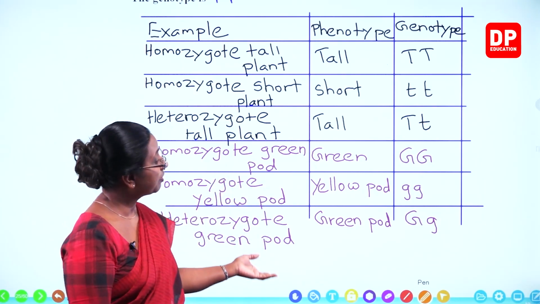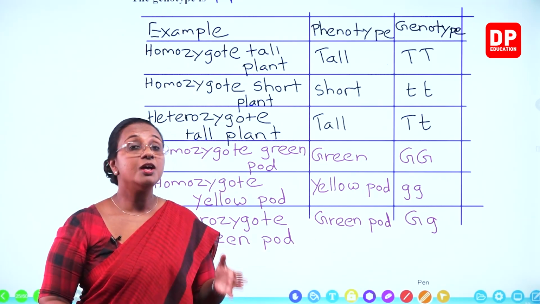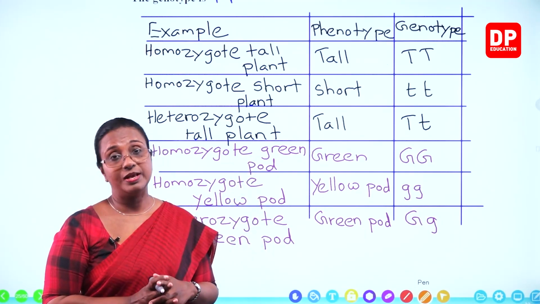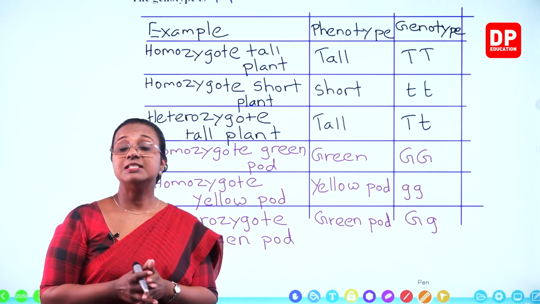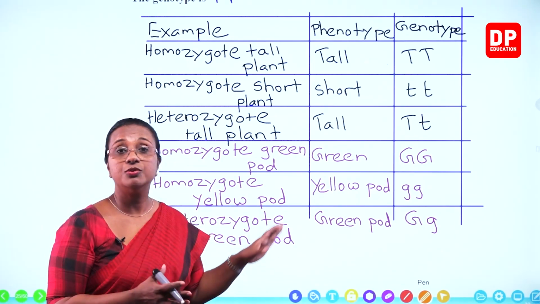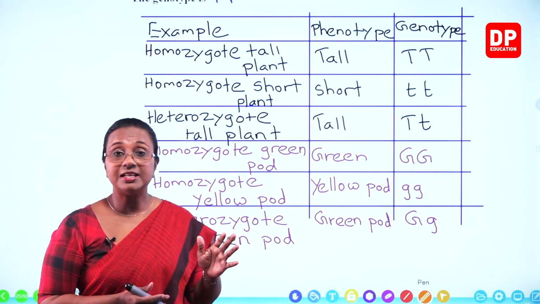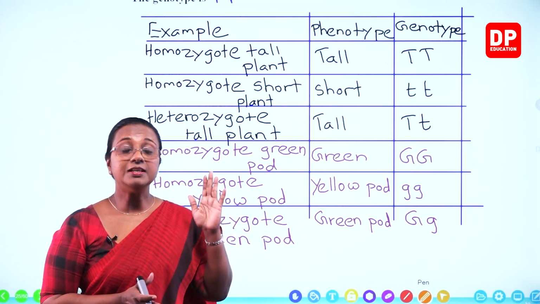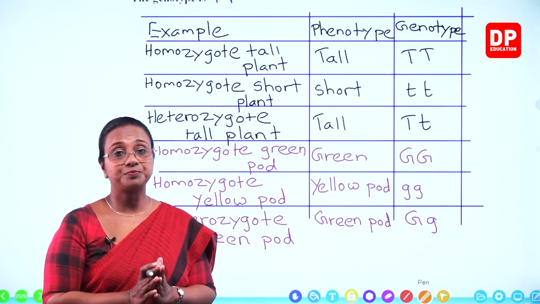So these are some common characters that I have been using again and again, students. You all can do the same thing with the rest of the characters as well, even the axial and terminal flowers, inflated and constricted seeds. For all those you can try this. Always use the first letter of the dominant character. If it is dominant, capital letter. If it is recessive, simple letter.